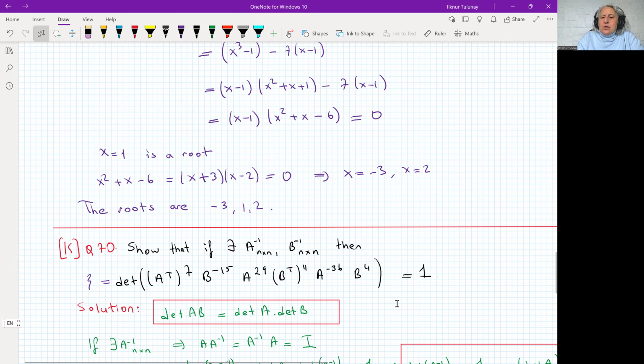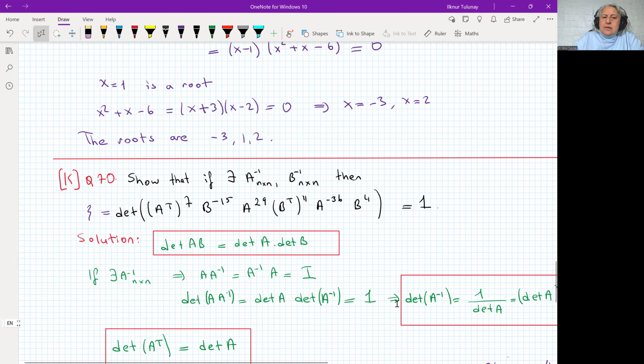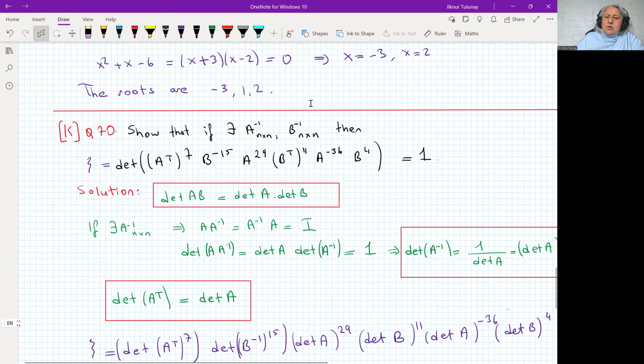Okay, now I would like to solve question 70. Here it is given that A and B are n by n symmetric matrices. They're invertible, which means that the inverses exist. If we assume that the inverses exist, we would like to prove that this equation is just an identity, it's just one.